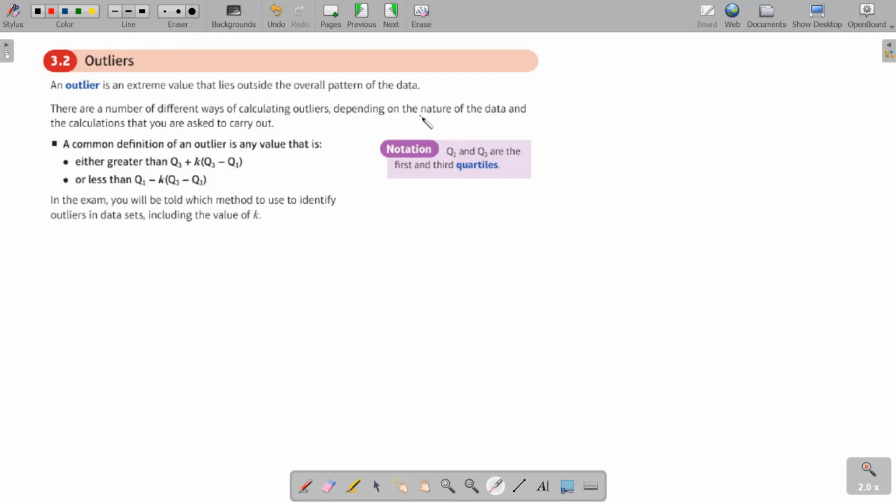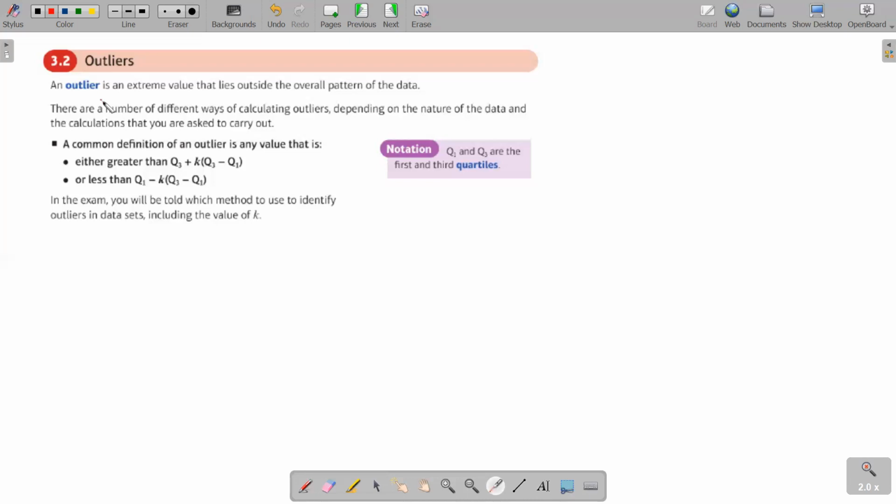And if you recall, in the previous chapter we were talking about measures of location: mean, median, mode. You need to remember that outliers make an impact on the mean, not on the median. These are things that you learned in chapter 2. So what's an outlier? An outlier is an extreme value that lies outside the overall pattern of the data.